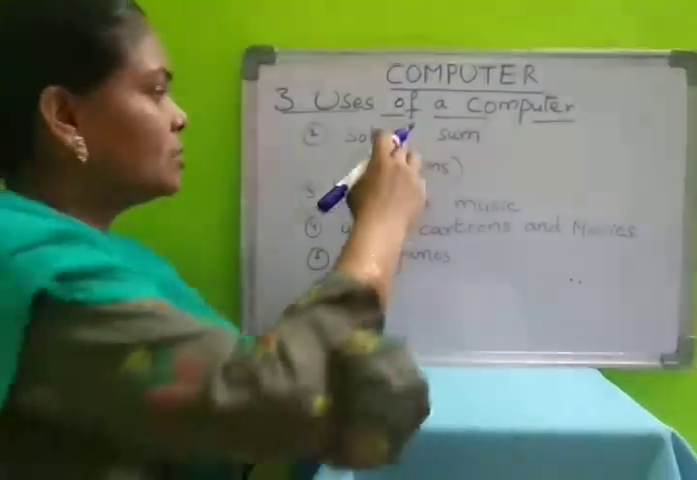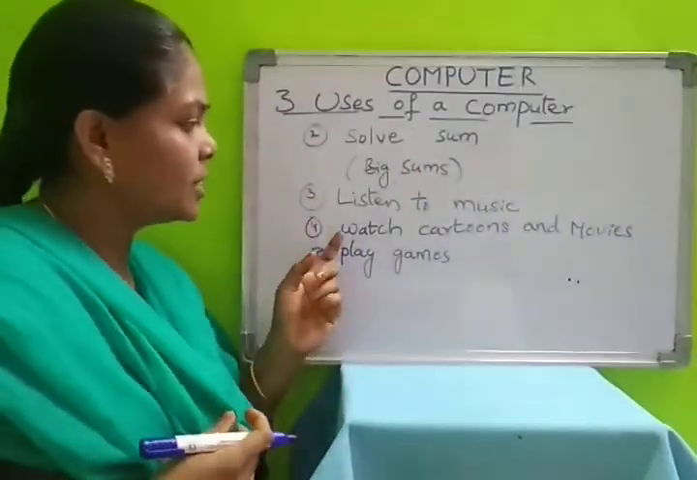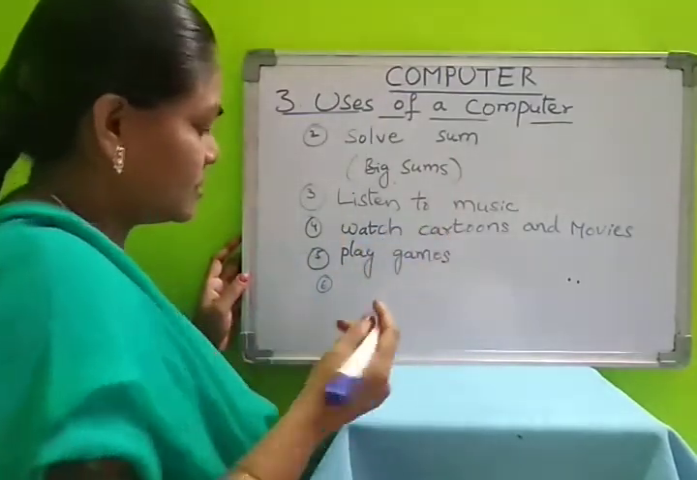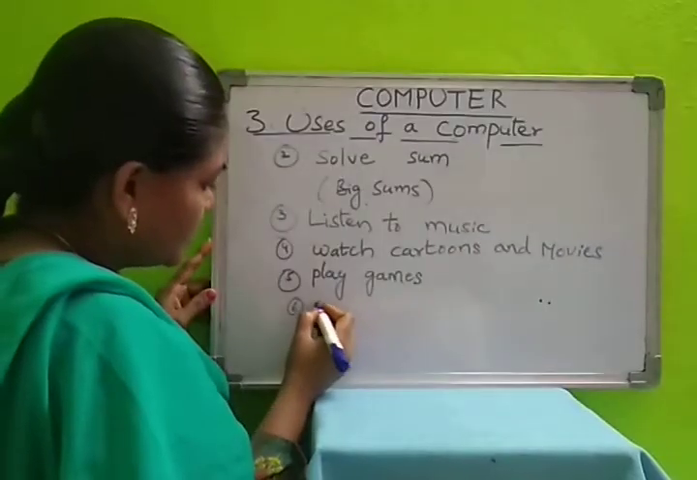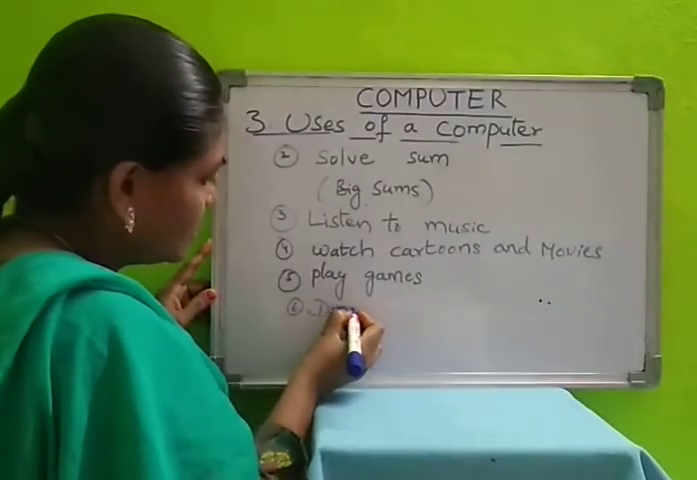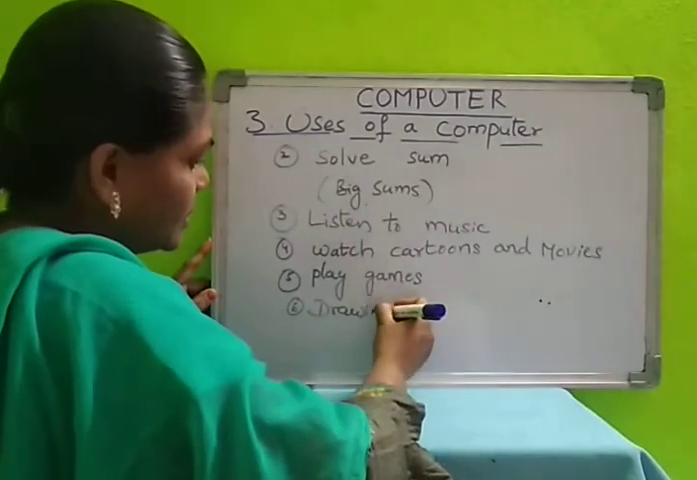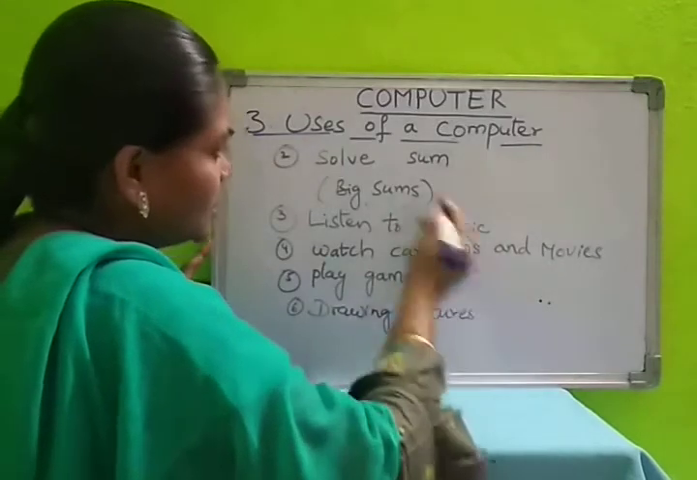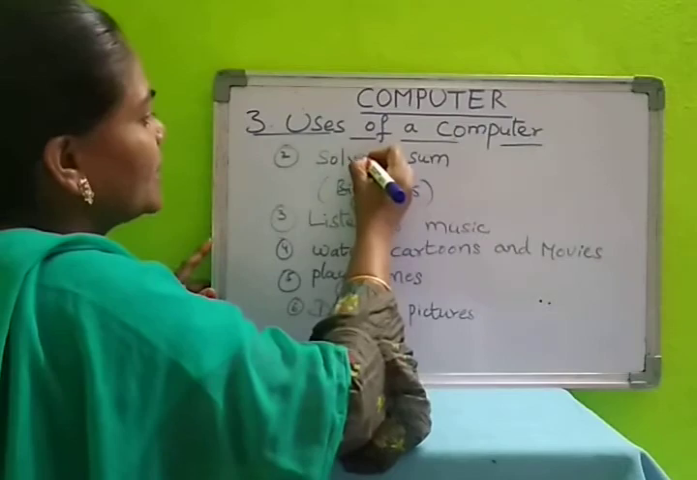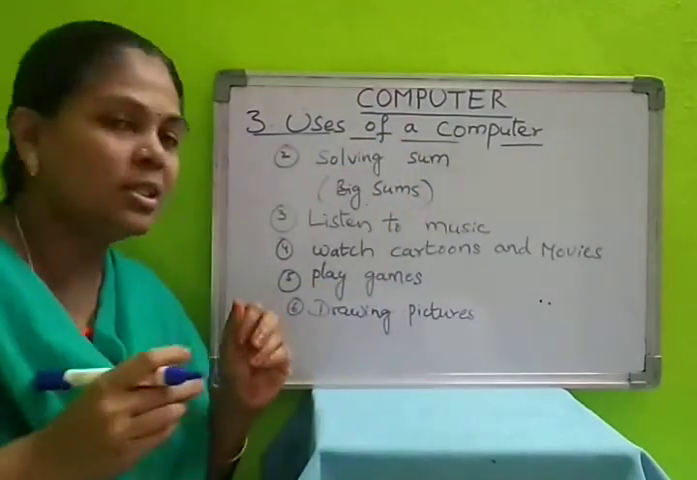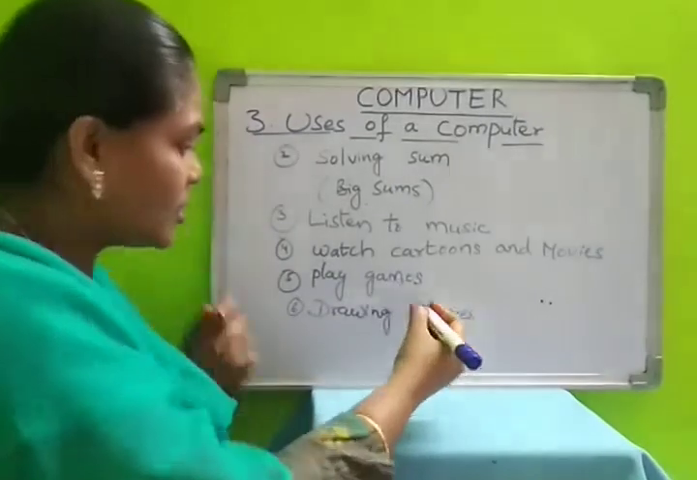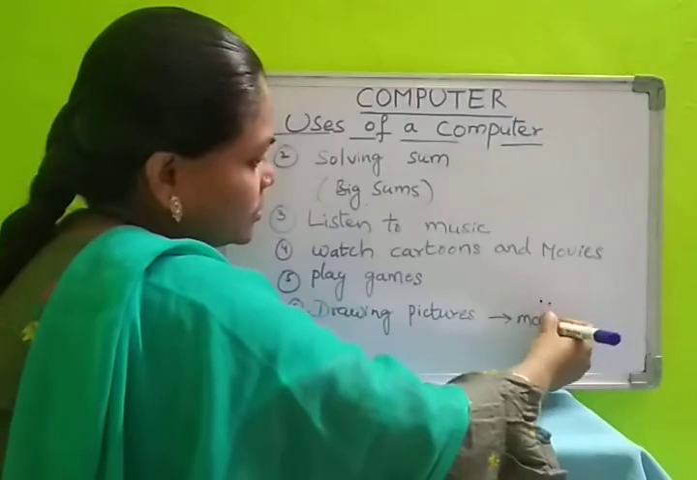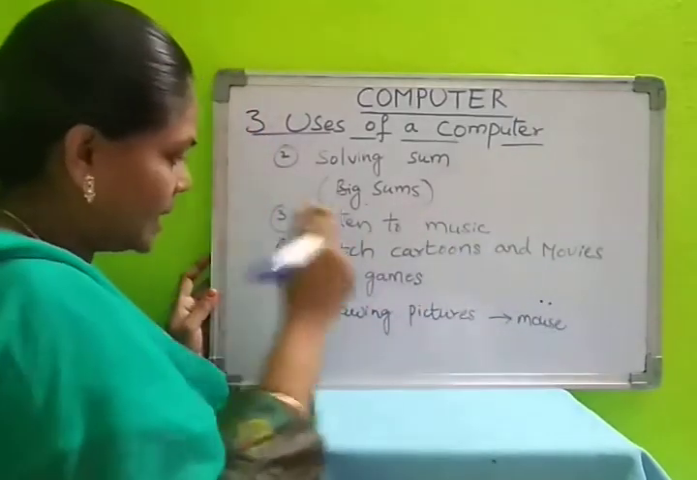So typing, solve sums, and we can listen to the music, watch cartoons and movies, we can play games. Drawing pictures. We use computer to draw pictures. So what is the device we use to draw pictures? Mouse, isn't it? When we learned about mouse, we learned we can draw and color pictures using mouse. Which device we use? Mouse. So using this mouse we can draw and color pictures.